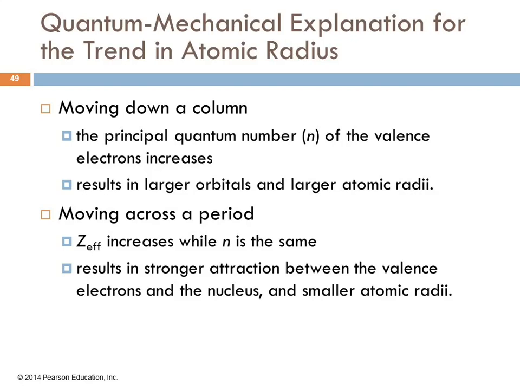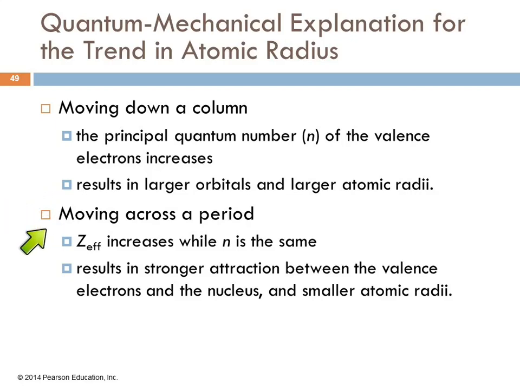So, quantum mechanical explanation for the trend in atomic radius. Kind of already mentioned this, just because I couldn't help myself. When we're going down a column, the principal quantum number increases. As principal quantum number increases, the size of the orbitals increases. If the orbitals are larger, the atomic radius is going to be larger.